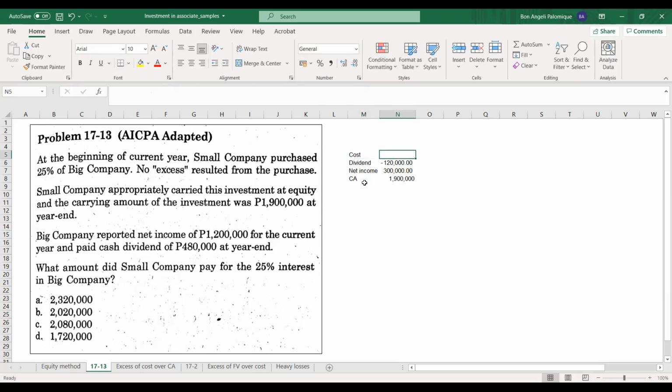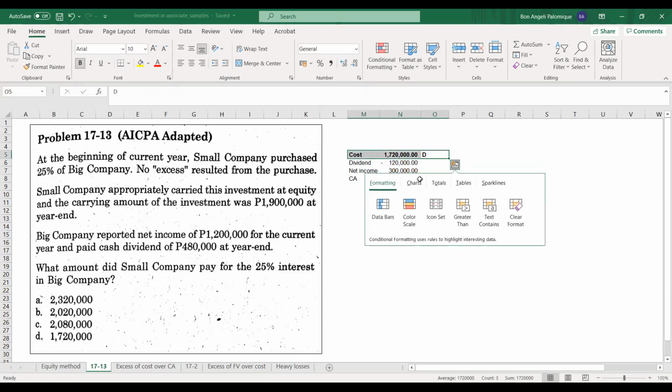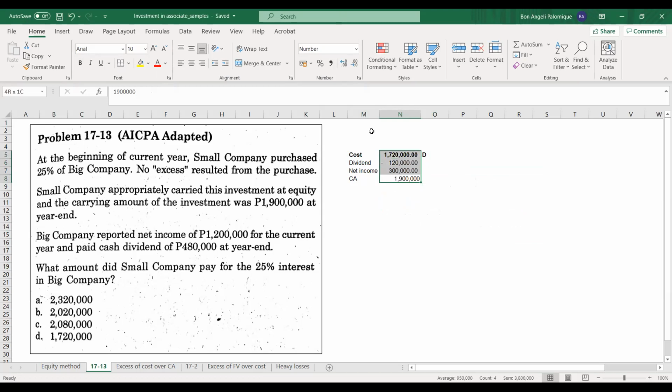So pwede natin i-split yung amount. So 1,900,000 minus 300,000 minus 120,000. So, letter D, 1,720,000 yung bili niya through squeezing ng amount given yung carrying amount, net income, and dividends.